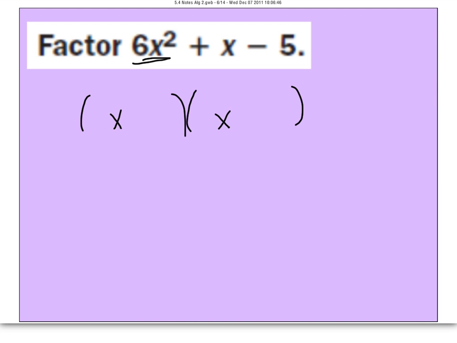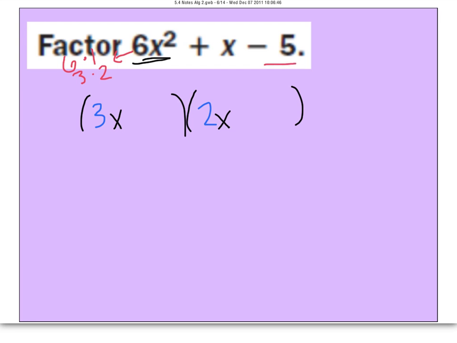But now here's the deal. To get 6 is either 6 times 1 or it's 3 times 2. And I don't know which is the right combination. I personally like trying the smaller combination, so I'm going to try 3x and 2x.